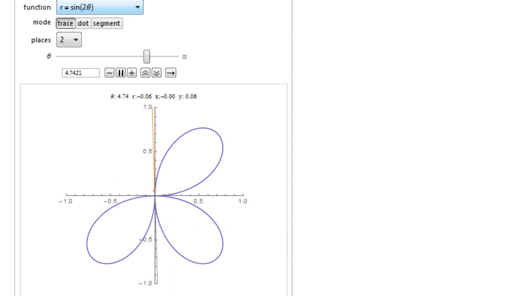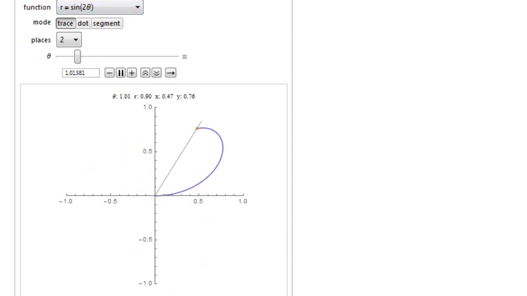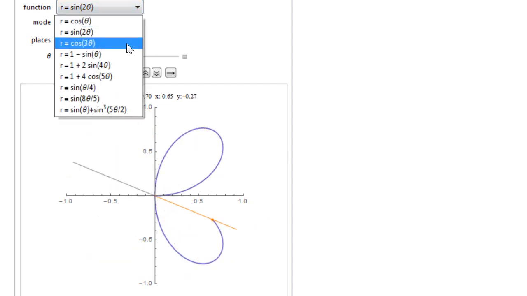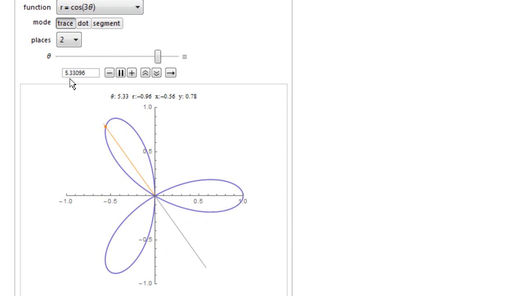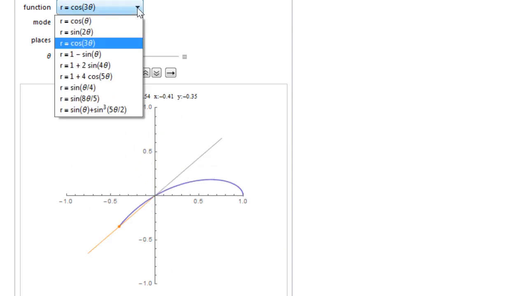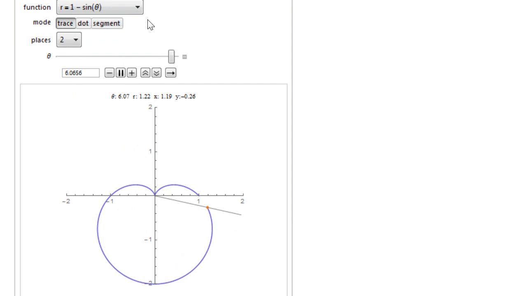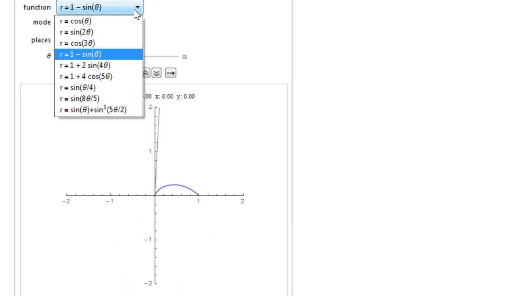Notice this is 2 theta, and we've got 4 petals. Whenever that coefficient of theta is even, you get twice that number of petals. With cosine 3 theta, we've got 3 petals. So if the coefficient of theta is odd, that's the number of petals. And 1 minus sine theta is a cardioid along the y-axis, again starting from the positive x-axis and going counterclockwise.